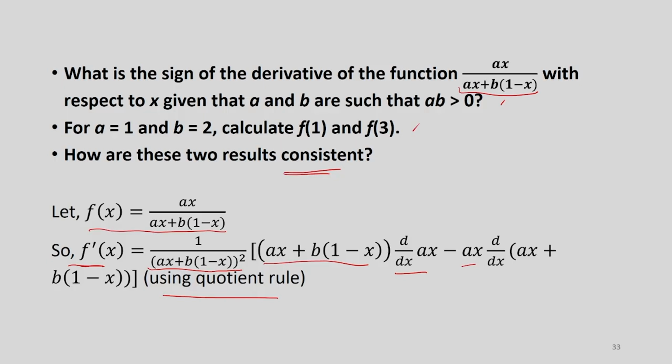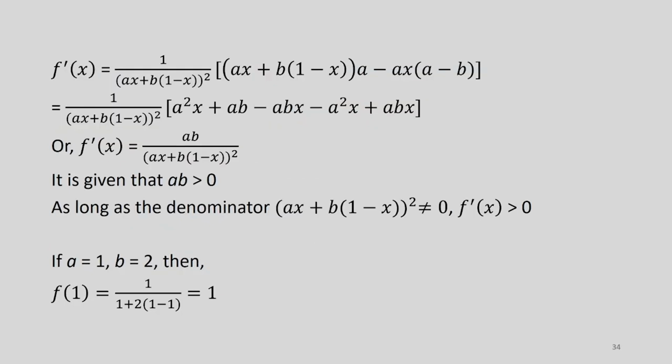So, this messy expression has to be simplified, and this is just a simplification. Actually, many terms will get cancelled out at this stage, right, and only one term is remaining, which is ab in the numerator. So, f prime of x is equal to ab divided by ax plus b of 1 minus x whole square.